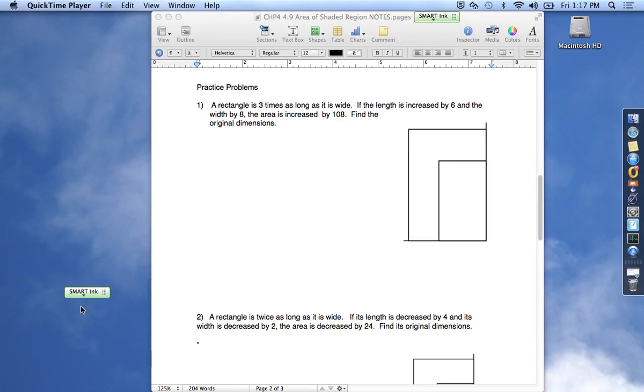Okay, we're now going to move into area problems. Here we have a rectangle, and I'm going to assume that the blue on the inside is the original rectangle. This rectangle is going to increase in area. So a rectangle is 3 times as long as it is wide. I'm going to let the small side be W, and I'll claim the length as 3W, 3 times as long as it is wide.